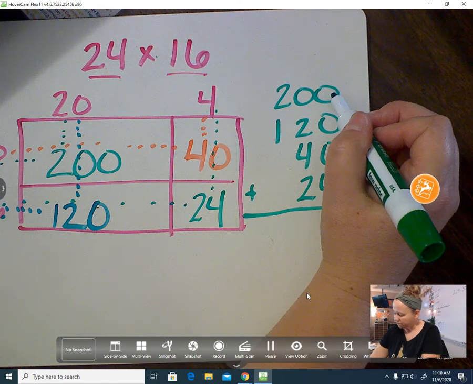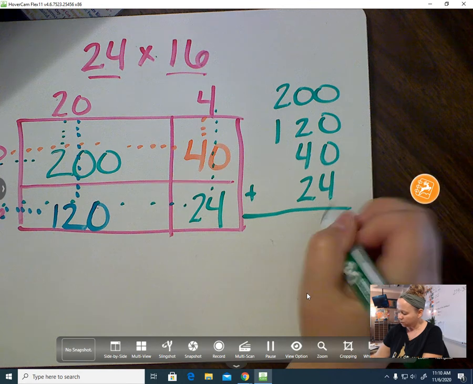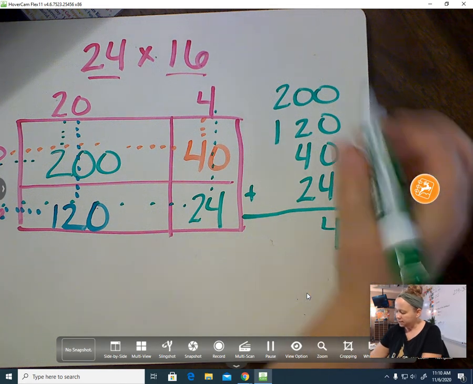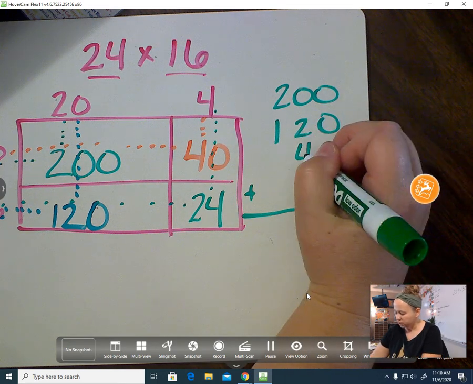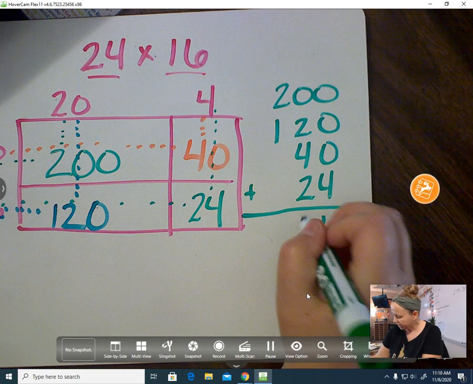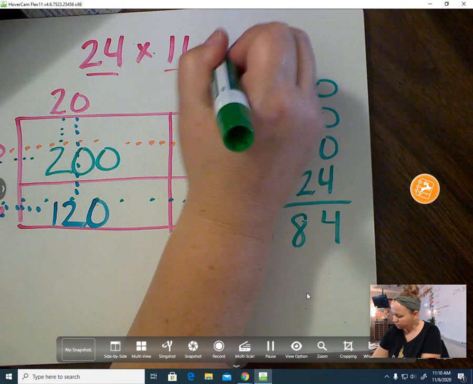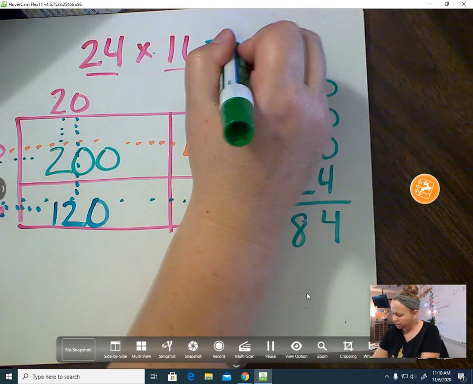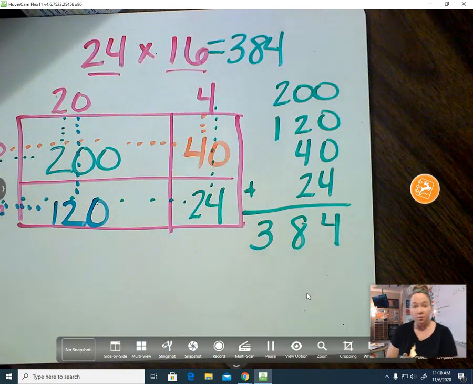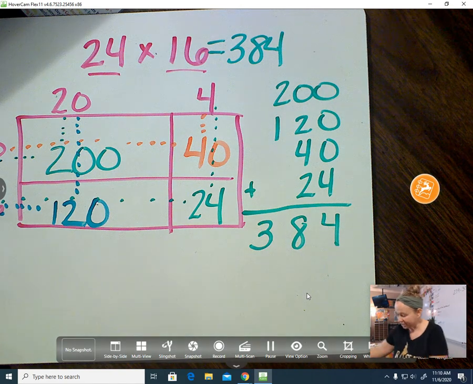So let's add 0 plus 0 plus 0 plus 4 is 4. 0 plus 2 is 2, plus 4 is 6. 6 plus 2 is 8. 2 plus 1 is 3. So the product of 24 times 16 is 384. All right, let's do another one.